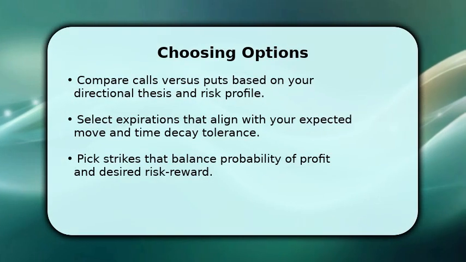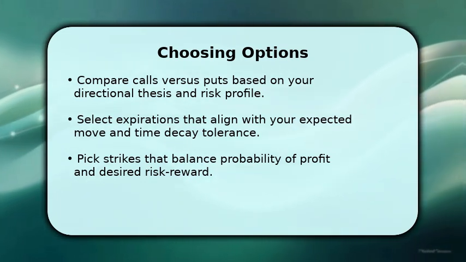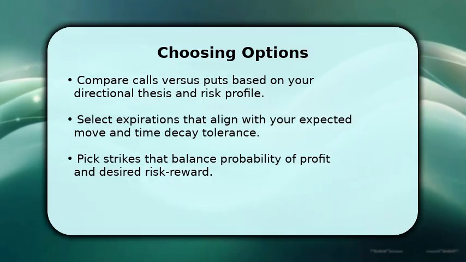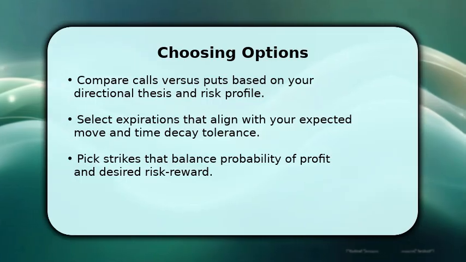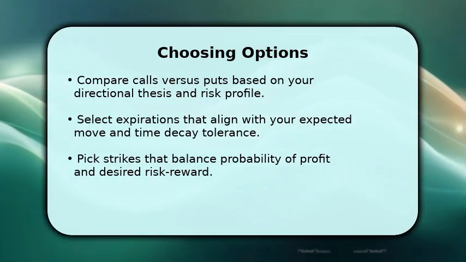To pick the right option, start by clarifying whether you want to buy calls or puts depending on direction. Then choose an expiration that fits your time frame and comfort with time decay. Look at strikes that offer the probability and payoff you want. Tighter strikes increase delta and cost.